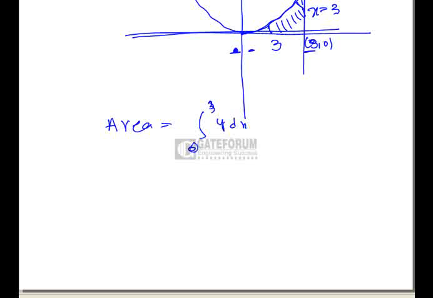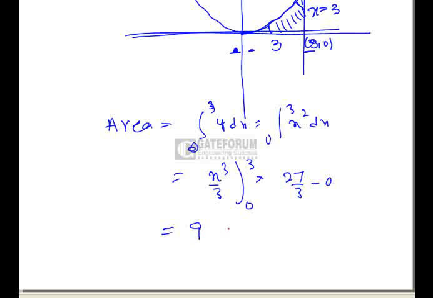Area is the integral from 0 to 3 of y dx, where y is x square, so the integral of x square dx, which can be written as x cube by 3 between the interval 0 to 3, which is 27 by 3 minus 0. That is 9 square units.